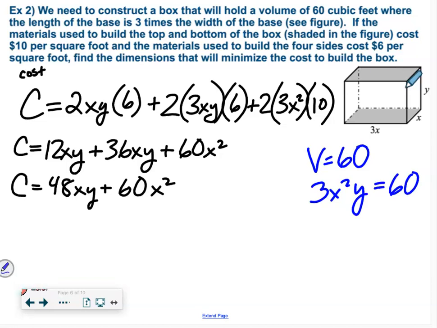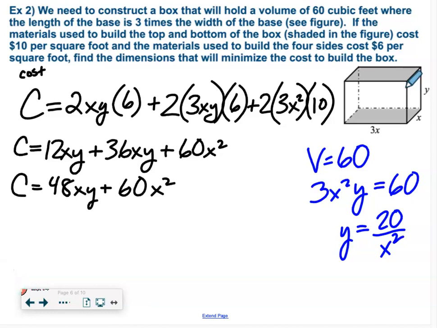Which variable would be easier to solve for? Y. Please say y, right? Now, a side note: pretend this x wasn't here and it was just 48y plus 60x squared. Then you could solve for x squared and replace the x squared, right? But you've got an x and an x squared, which means you would have to take the whole root, which is kind of a pain. So, just solve for y. All right, so my y divided by 3 is 20 over x squared.